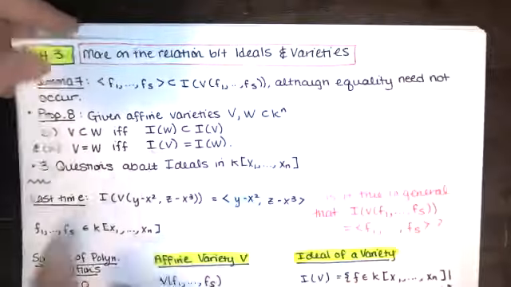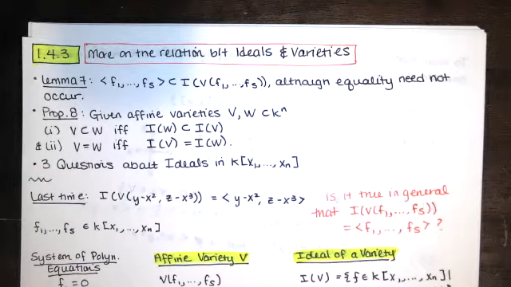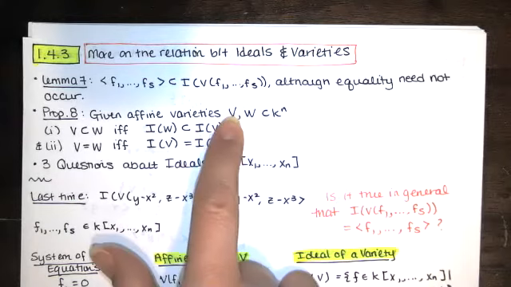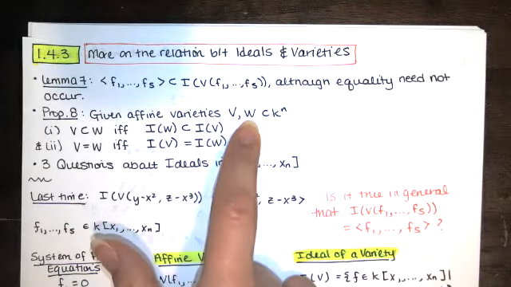Now we'd like to prove proposition 8. So let's think about two affine varieties now. You've got two sets of polynomials. You're setting both of those sets of polynomials equal to 0, and you're finding their solution set. This is a solution set of one set of polynomials. This is a solution set of a different set of polynomials.